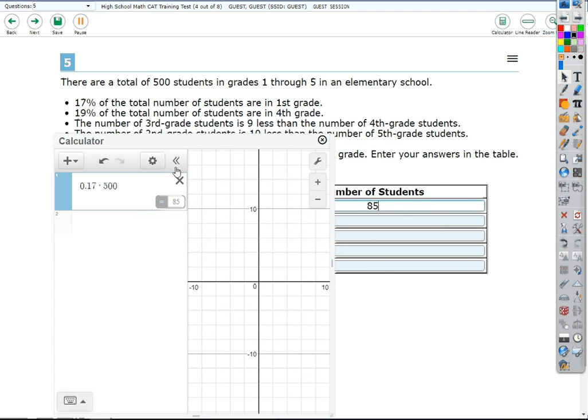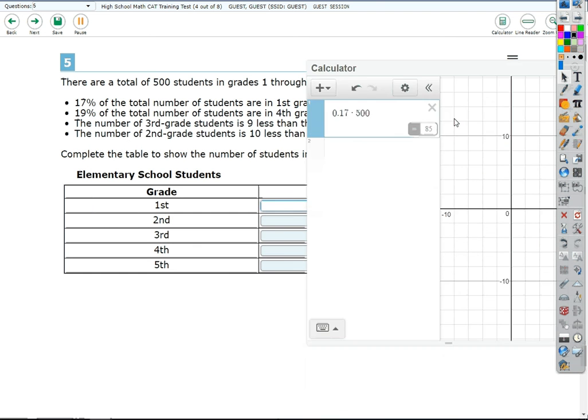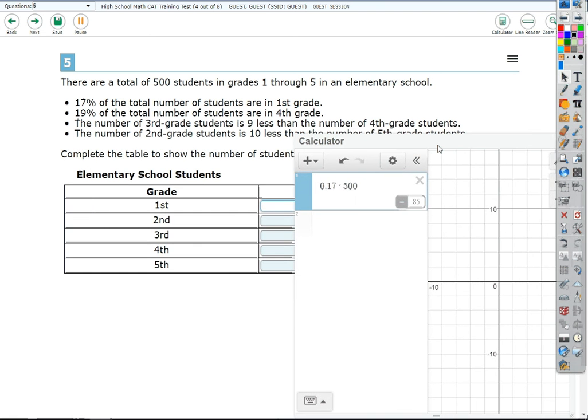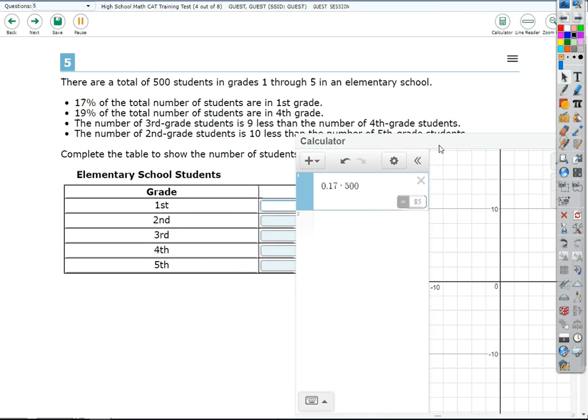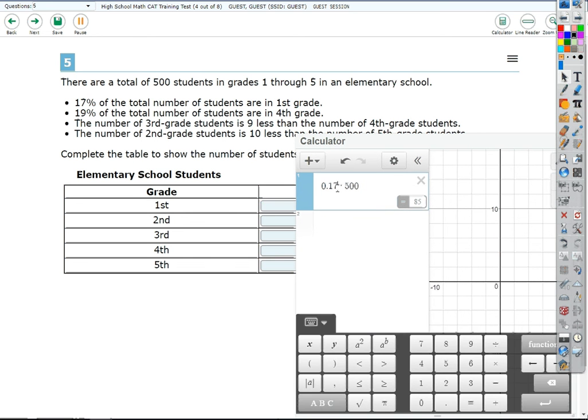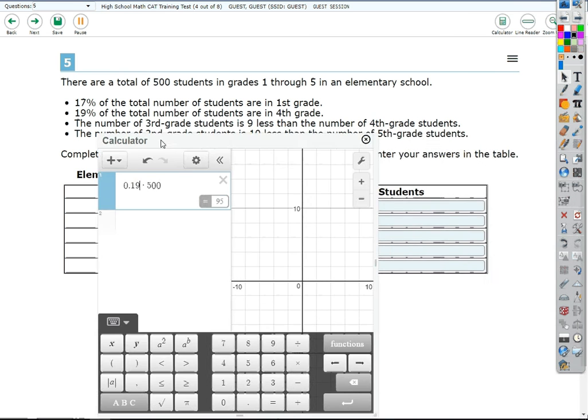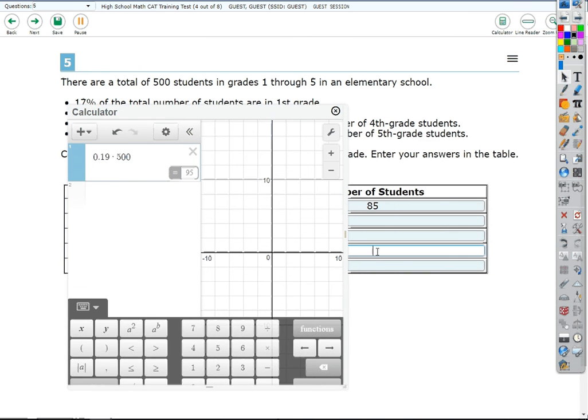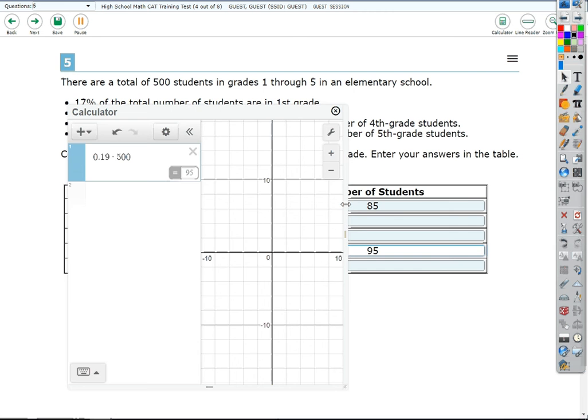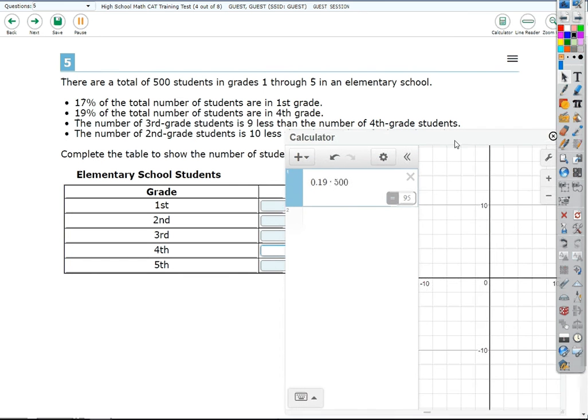85, okay? Then it tells us 19% of the total number are 4th graders. So we'll do the same thing. We'll just go back and change that from a 0.17 to a 0.19, and I get 95 for 4th grade. Okay, and we'll just work our way down here.